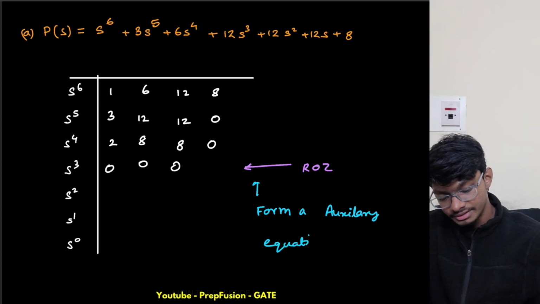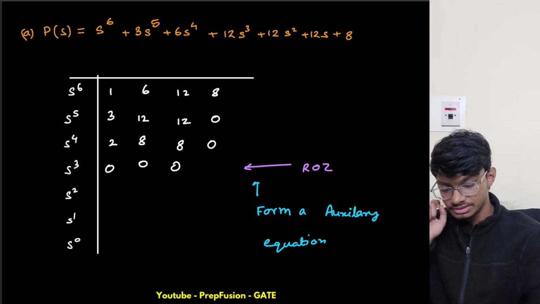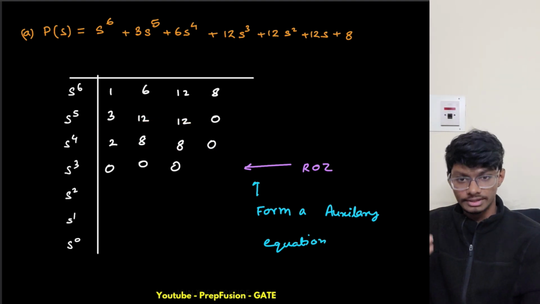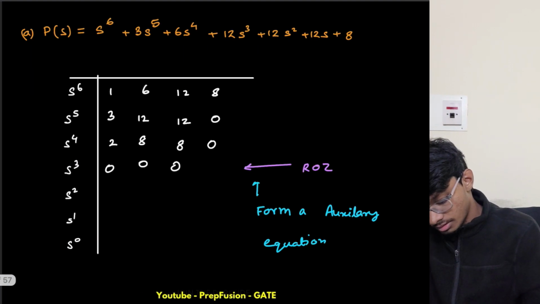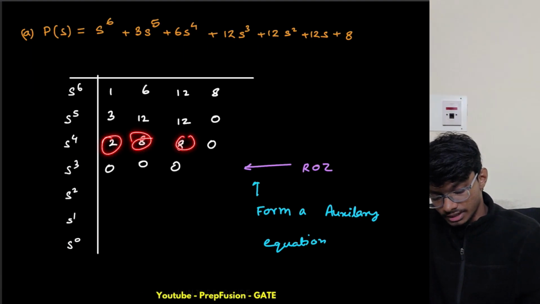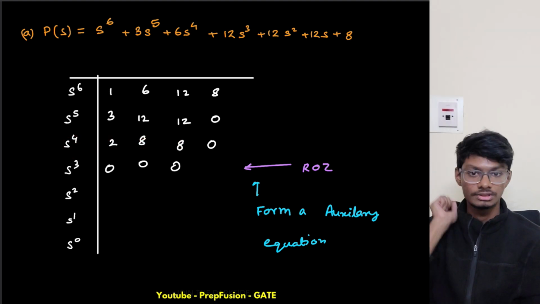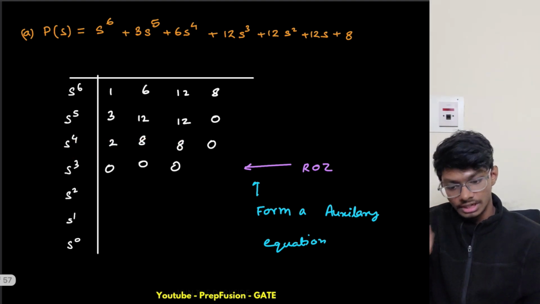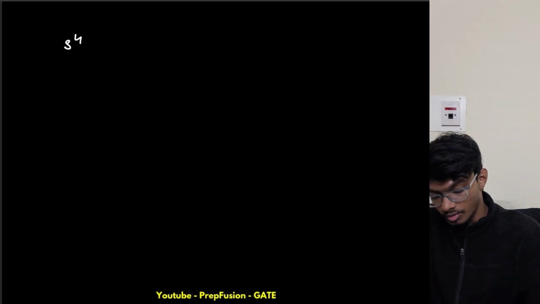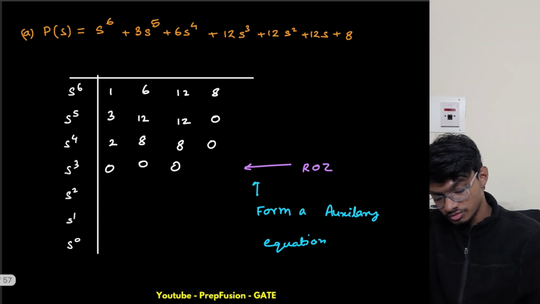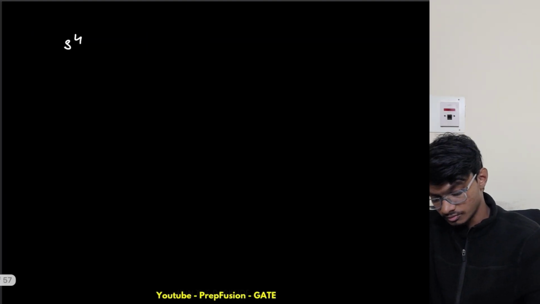So as I mentioned in that point, my auxiliary equation will be the row above this one. Let's see how. The coefficients of the auxiliary equation are these, and my highest power will be s to the power 4. My auxiliary equation will always be of even power, so it starts with s to the power 4, then I just skip one power. The coefficient of s to the power 4 is 2.